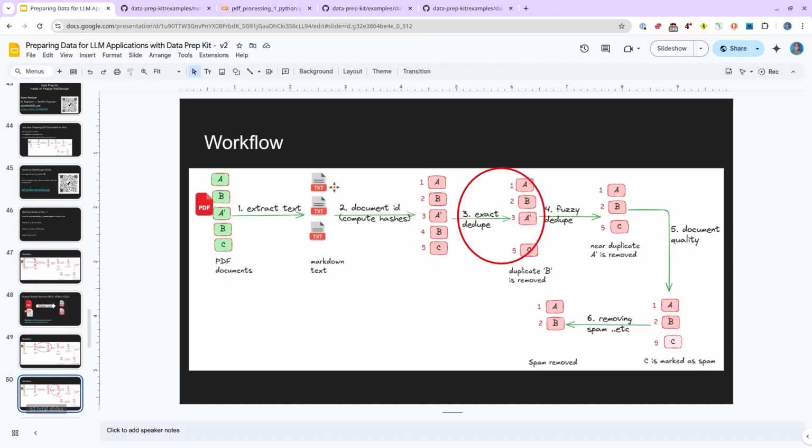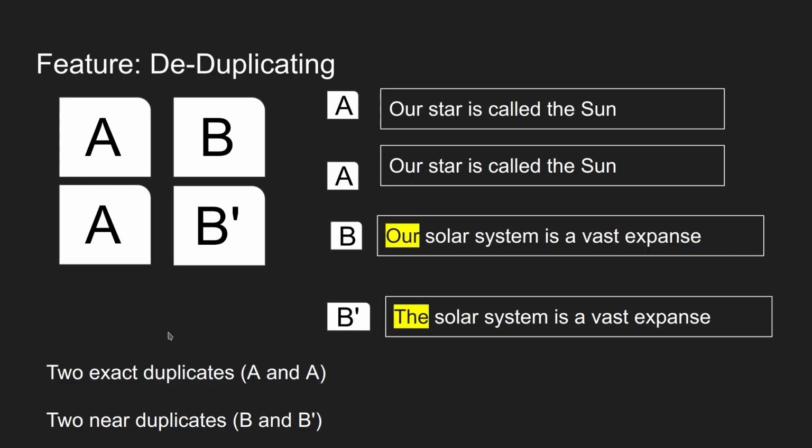So next step, we are going to remove duplicates. In this one, we are going to focus on exact duplicates, meaning identical documents. And here we are going to use the hash we just computed to eliminate the documents. The way it works is, imagine I have a bunch of documents. Let's say A and A are identical documents. They have the exact same content.